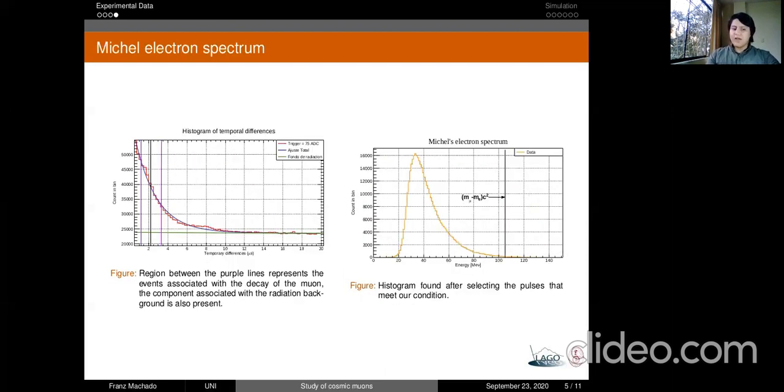Then I developed a program in Python to select the electrons and positrons associated with the muon decay and find this histogram. This is a Michel electron spectrum.